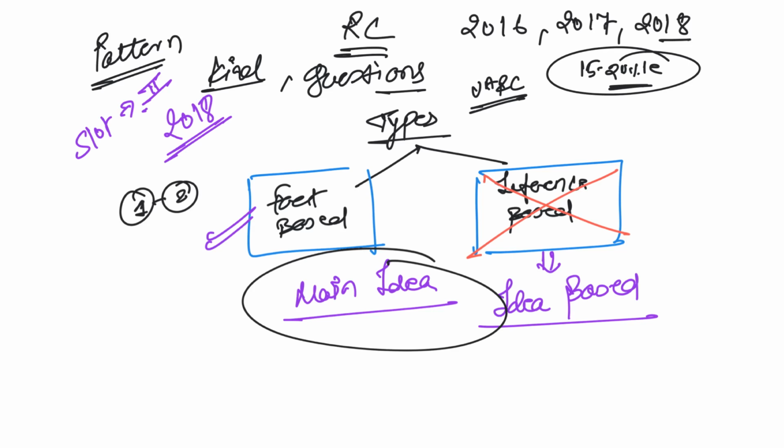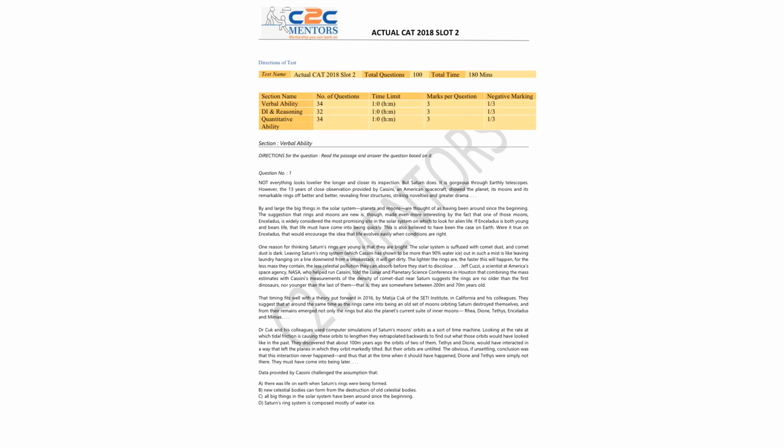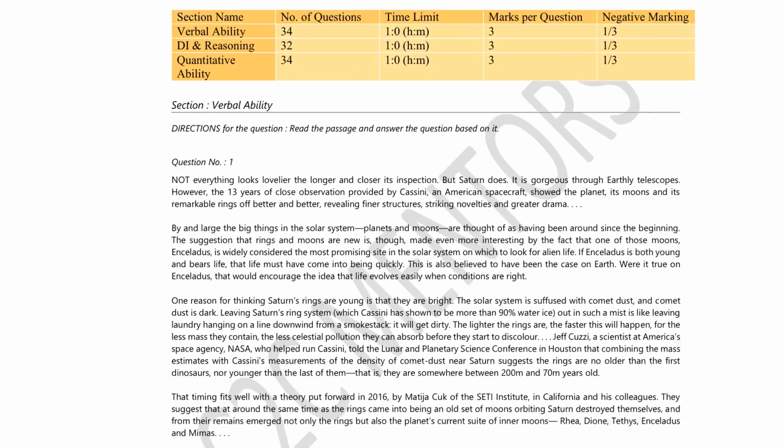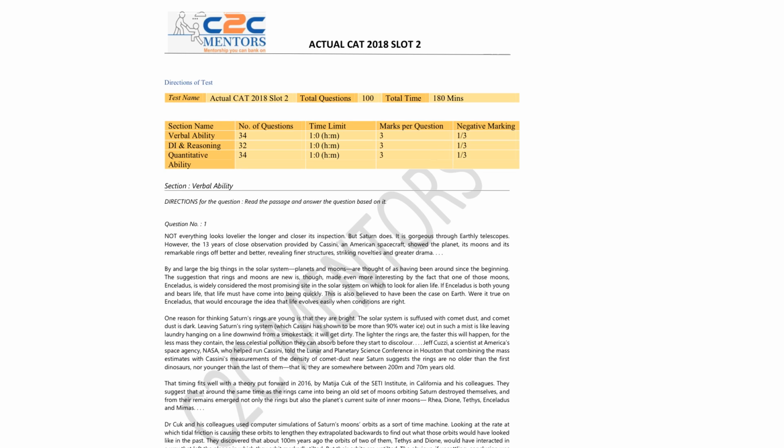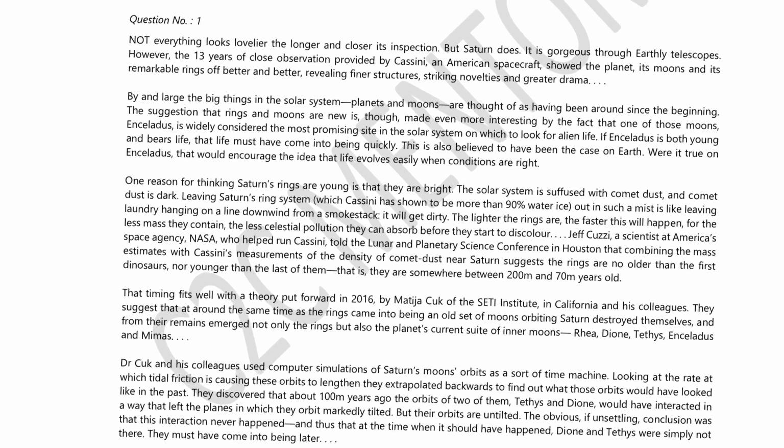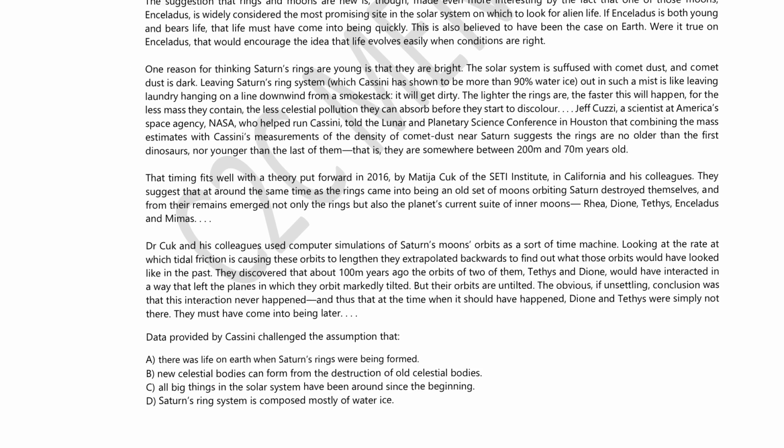So what I'm going to do is walk you through this paper and have a look at it carefully. All right, so here we have this paper. You can get this paper on the C2C website. You can go in there and check the past paper. This is slot 2 as far as your CAT is concerned. I'm not sure how many of you have actually written this, but it's a good paper to go through. Now understand this RC, it has to do with Saturn.